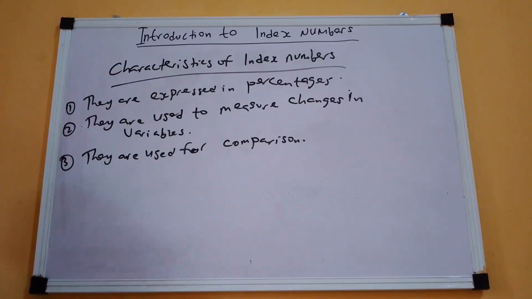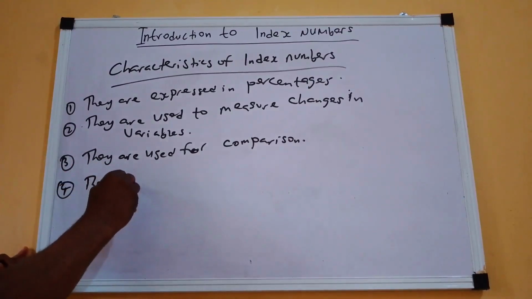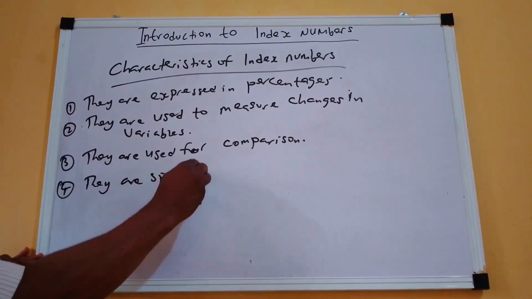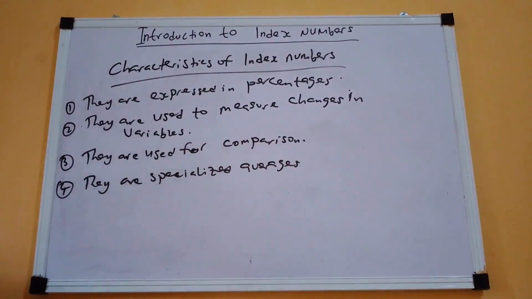So index numbers are specialized averages. Of course, you know what an average is. So what is an average? An average is a summary figure used to measure the central tendency of a set of data. So an index number can also be classified as an average. It can be classified as a specialized average.